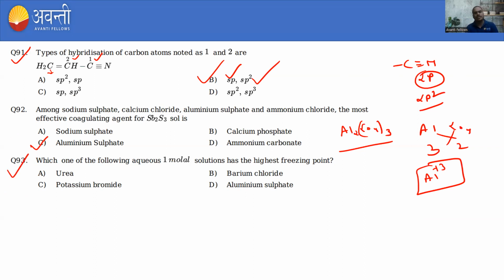Which one of the following aqueous 1 molar solutions has the highest freezing point? For the lowest freezing point, wherever i is greater we have the lowest, and similarly wherever i is lowest, that will show the highest freezing point. So urea, because urea has i equal to only one, it is a covalent compound. Whenever they ask for lower freezing point, you go with the higher value of i, and for the highest freezing point, you go with the lower value of i. Barium chloride has i equal to 3, aluminum sulfate has i equal to 5, and potassium bromide has i equal to 2. So the correct answer is urea.